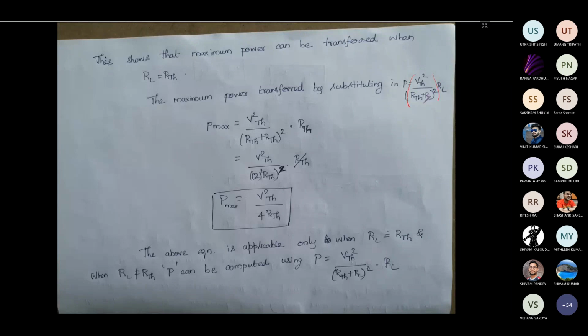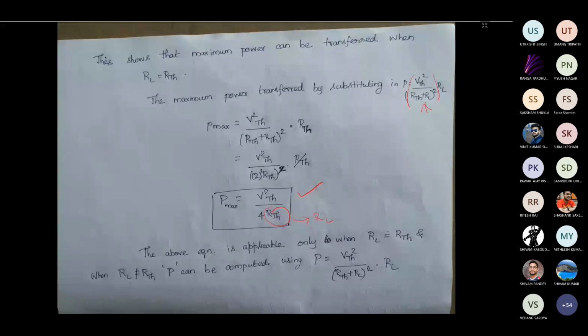Then you substitute RL equal to RTH in this equation, or RTH equal to RL in this equation. You will get the equation for the maximum power transferred. So the maximum power transferred is V_TH squared divided by 4 times RTH. Here, instead of RTH, you can also write RL, because RL is equal to RTH.